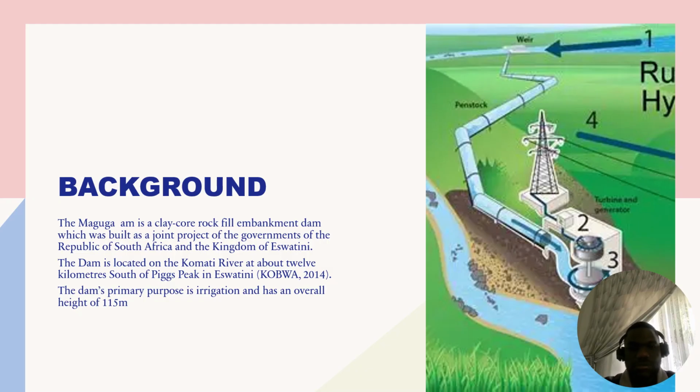So basically, Maguga Dam is a clay core rockfill embankment dam, which was built as a joint project of the government of the Republic of South Africa and the Kingdom of Eswatini. The dam is located on the Komati River, about 12 kilometers south of Piggs Peak in Eswatini, according to Kodwa 2014. The primary purpose of the dam was irrigation, and it has an overall height of 115 meters.